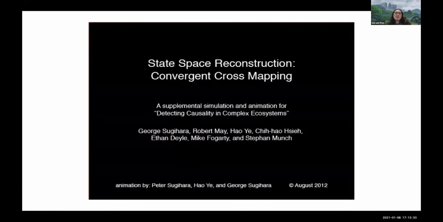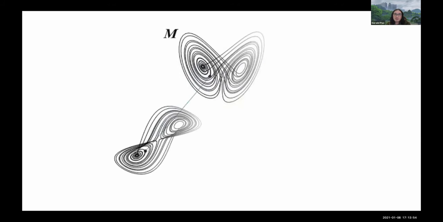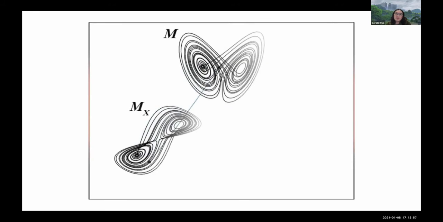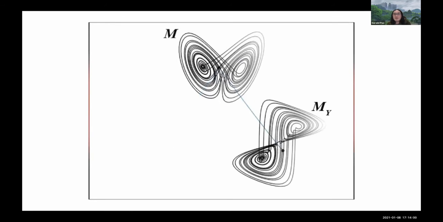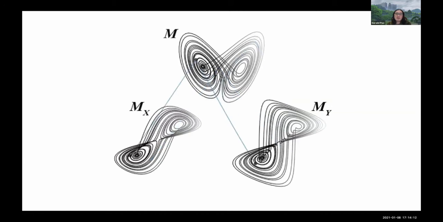Now, how can we actually use this? If you had a system that originally had variables x, y, and z, and variables x, y, and z influence each other because they're causally coupled, one is causing another one to do something. And you remember that we showed that for the variable x, you can make this shadow manifold. And then you can do the same thing for y. So y also has a manifold, for which each point that exists in the original manifold M is also in the shadow manifold My, and also in Mx. So for every point that exists, the other also has the equivalent point.